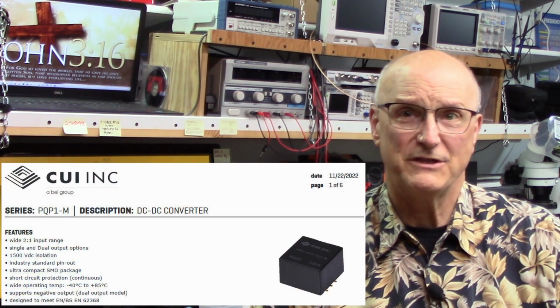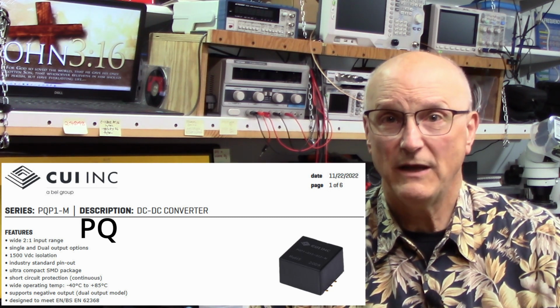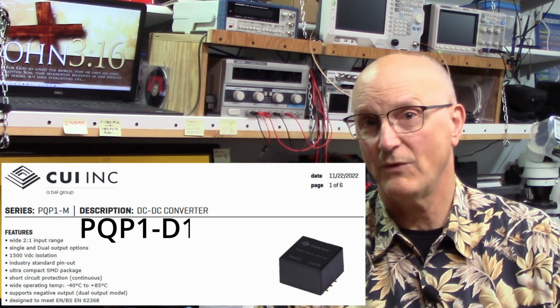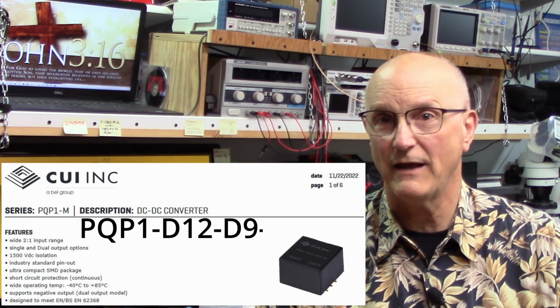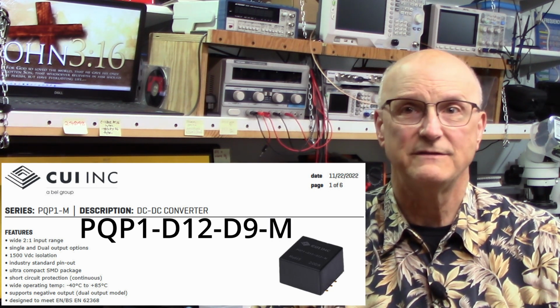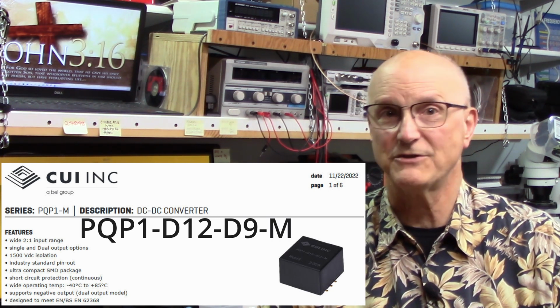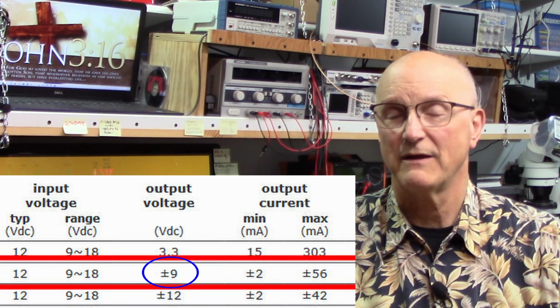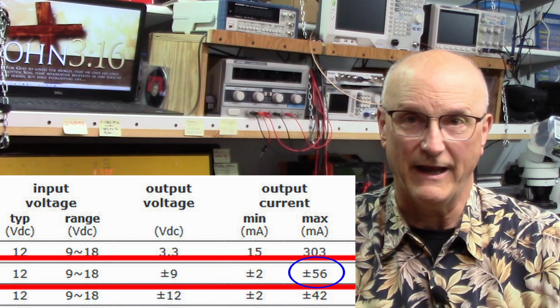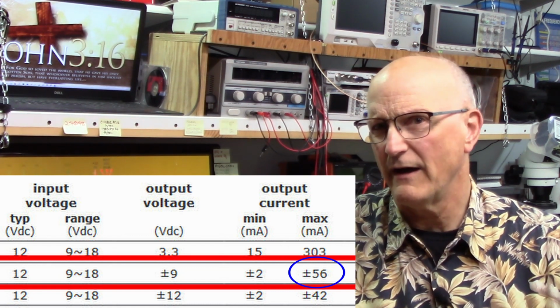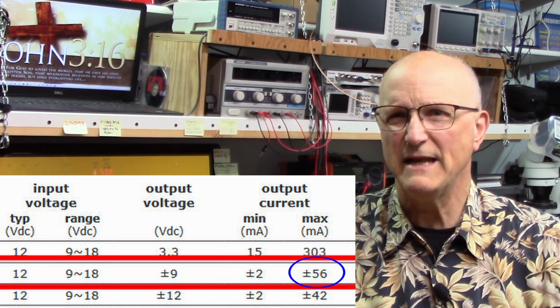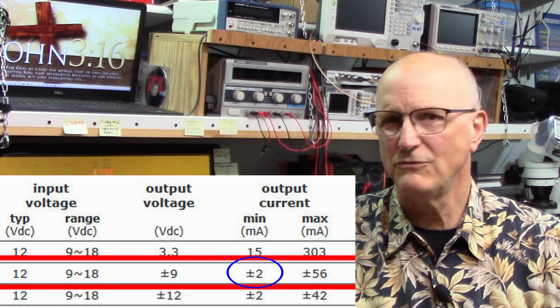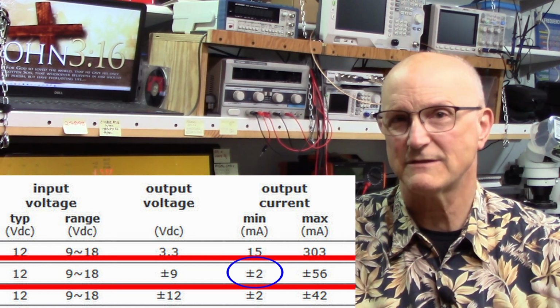So rummaging around in DigiKey, I find a CUI PQP1-D12-D9-M DC to DC converter module. It will supply plus or minus 9 volts up to 56 milliamps. The caveat is that it requires a minimum current of 2 milliamps at all times.